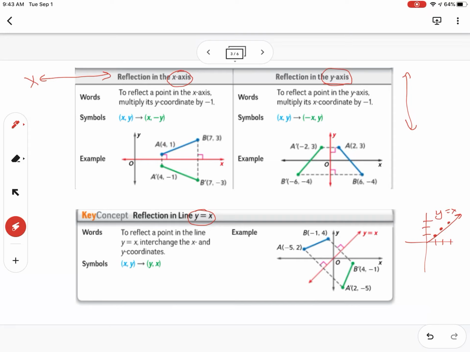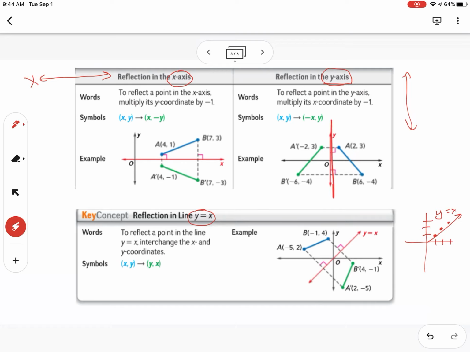For the x-axis, your x will stay the same because we're going right here, but the y is going to become negative. So positive 1, negative 1, positive 3, negative 3. So to flip over the x-axis, you make your y a negative, but leave the x the same.